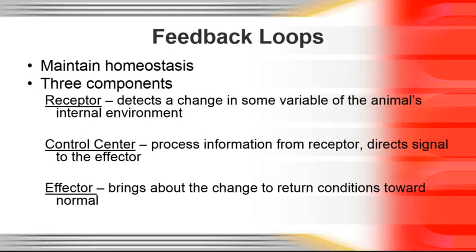Now, to maintain homeostasis, there are feedback loops, right? And a feedback loop has really 3 parts. There's a receptor, and this is the thing that's going to detect the change. Then there is a control center, and this is what processes the information. And then there's the effector, and that is what is going to bring about that return to normal, okay?